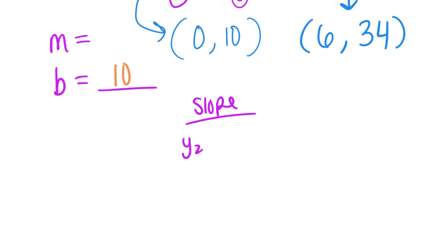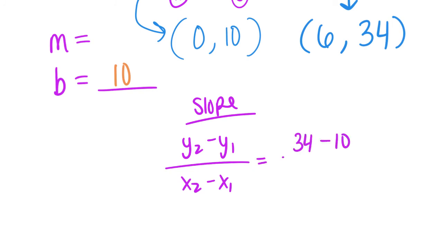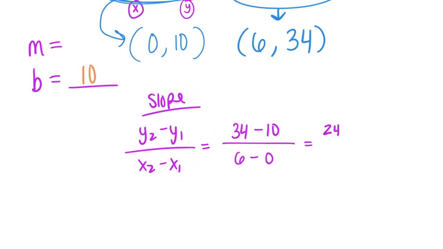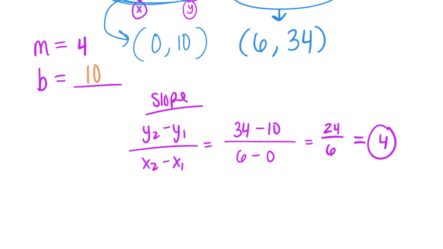So we're going to do y2 minus y1 over x2 minus x1. So that would be 34 minus 10 over 6 minus 0. And that gives us 24 over 6. And we can actually divide that, right? 24 divided by 6 is 4. So that is our slope. Our slope is 4, which means our equation.